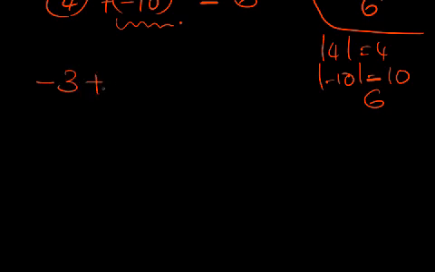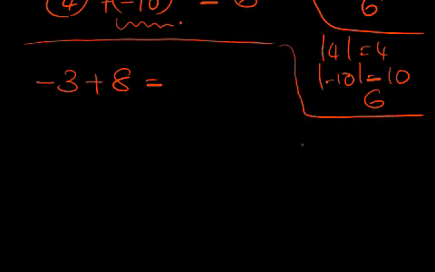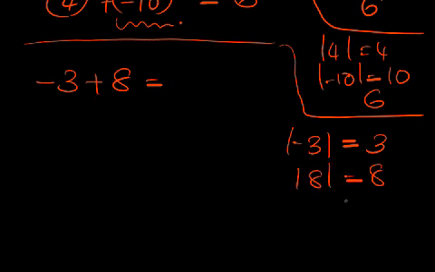Negative 3 plus positive 8. So here we can see that the absolute value of negative 3 is equal to 3 and the absolute value of positive 8 is equal to 8. Then their difference, 8 minus 3, is equal to 5. So our answer is 5.